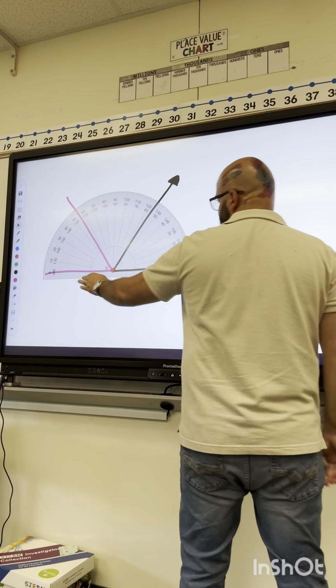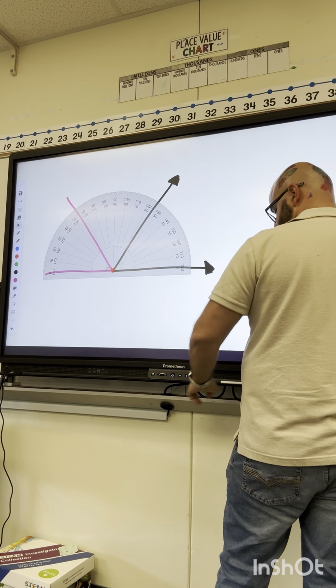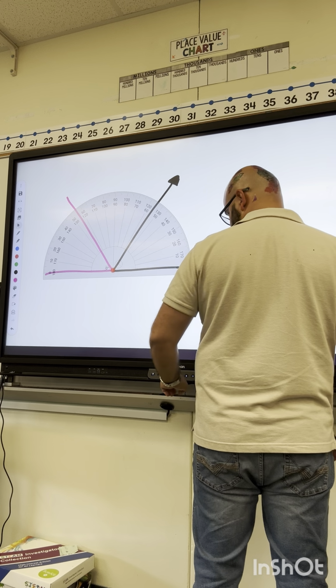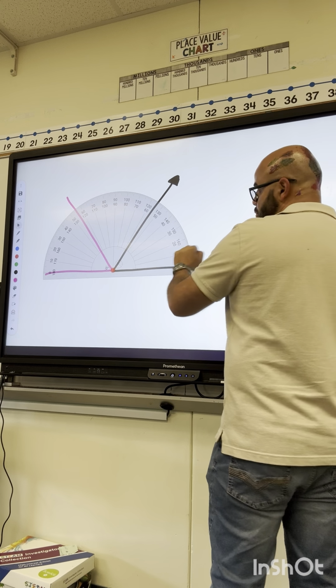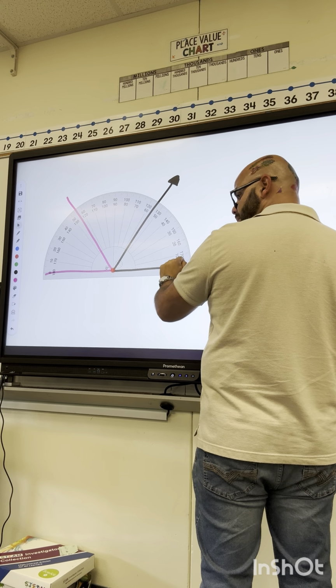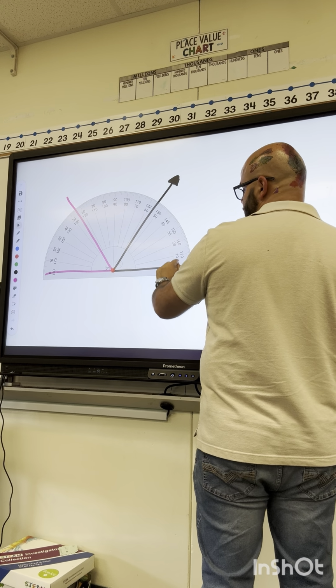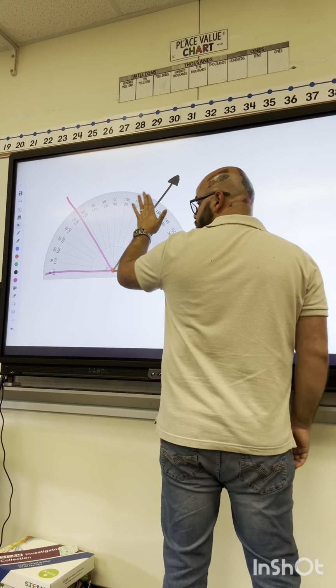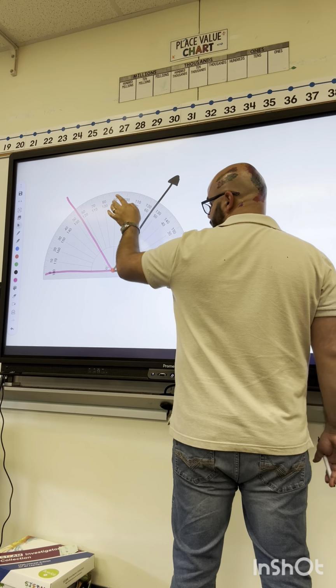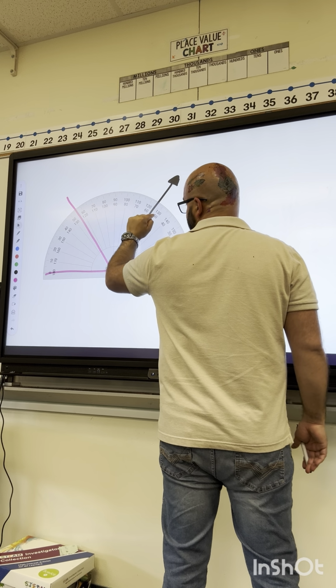So my baseline is pointing towards the right. So I'm gonna start counting from the right. That 0 is my starting point. So 10, 20, 30, 40, 50, 60. I'm gonna get as close as I can to that ray without passing it. So now I'm at 50, right?